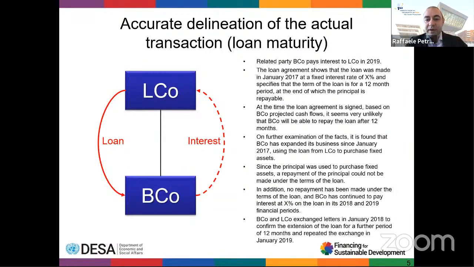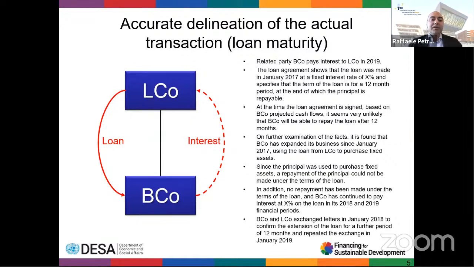On further examination of the facts, it is found that BICO has expanded its business since January 2017, using the loan from ALCO to purchase fixed assets. Since the principal was used to purchase fixed assets, a repayment of the principal could not be made under the terms of the loan. In addition, no repayment has been made under the terms of the loan, and BICO has continued to pay interest at X% on the loan in its 2018 and 19 financial periods. BICO and ALCO exchanged letters in January 18 to confirm the extension of the loan for a further period of 12 months and repeated the exchange in January 19.